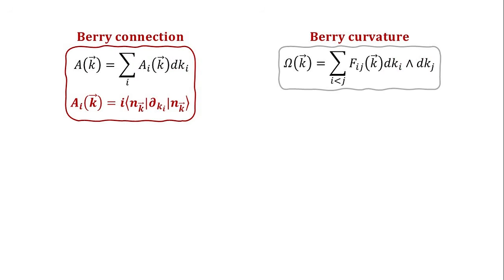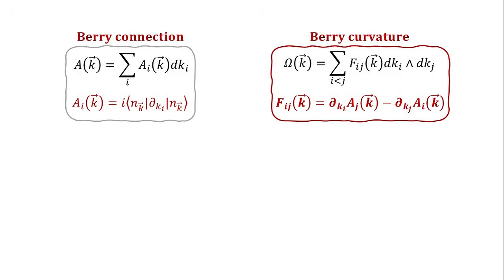The Berry connection components, A_i, represent the contributions of the connection along each direction in parameter space. The Berry curvature components, F_ij, form an antisymmetric rank 2 tensor, encoding how the quantum states twist and evolve geometrically in parameter space. They are defined in terms of the Berry connection components A_i.